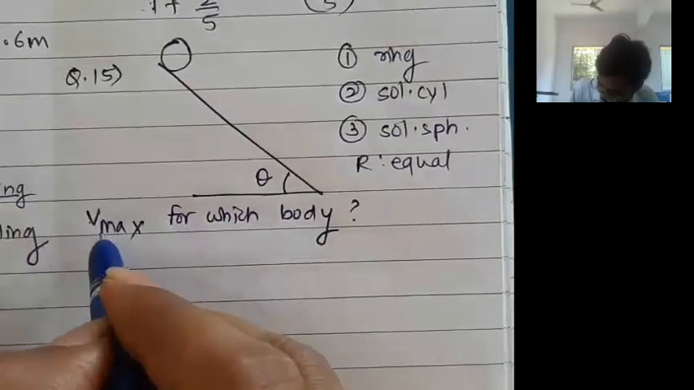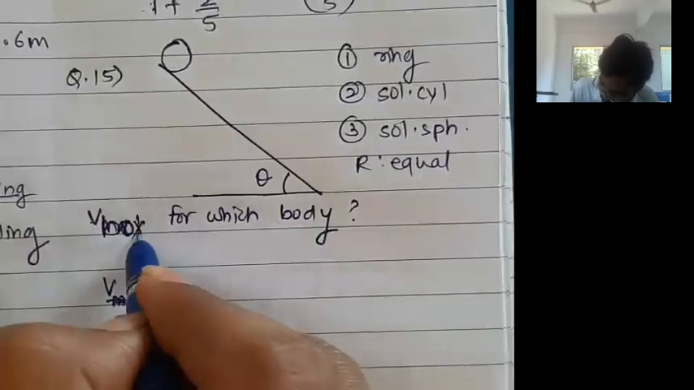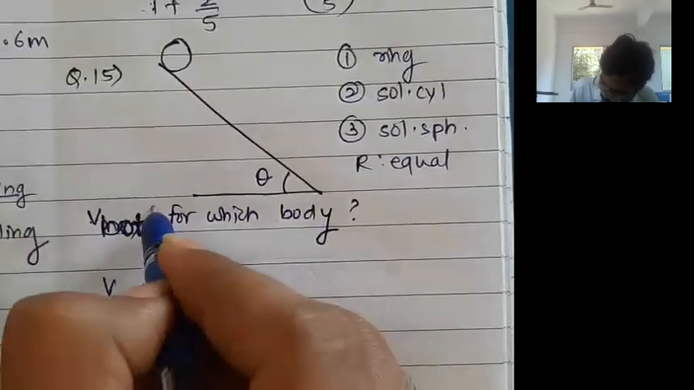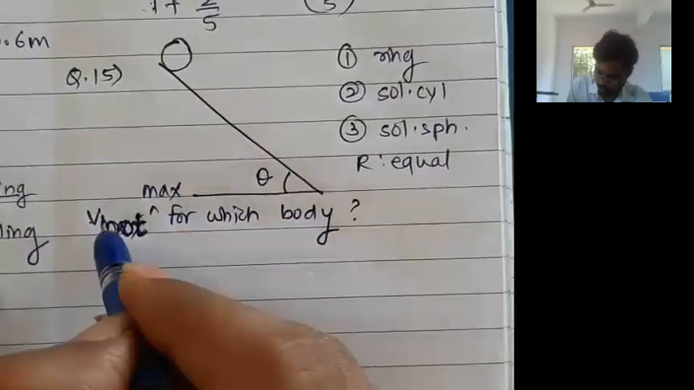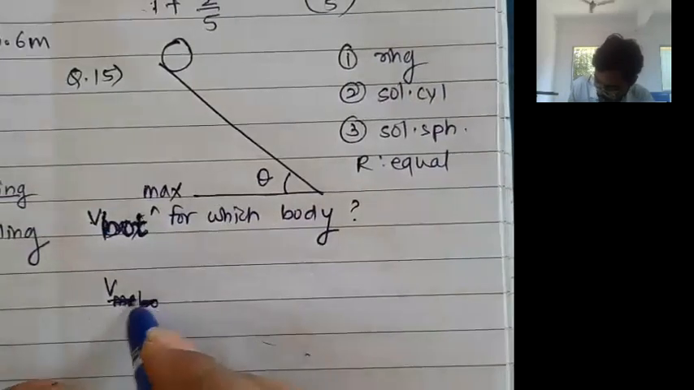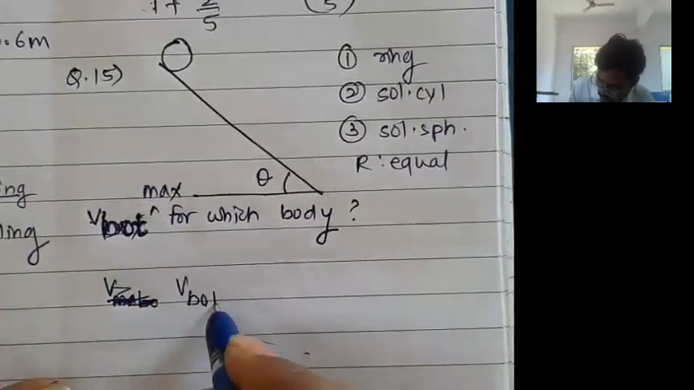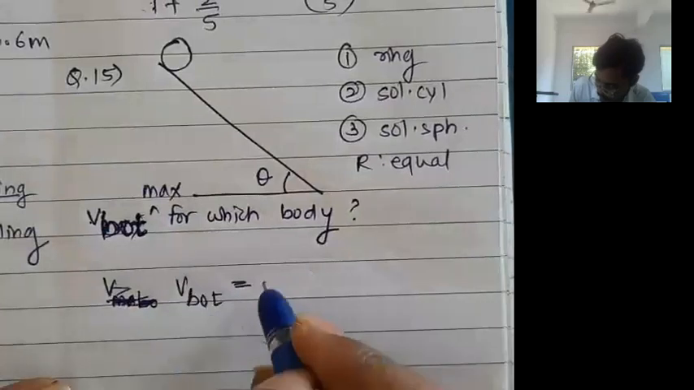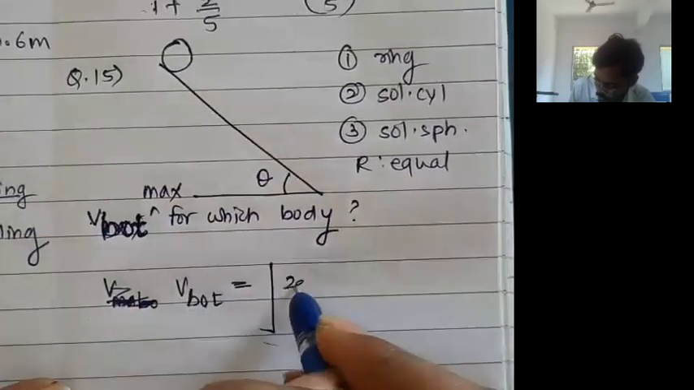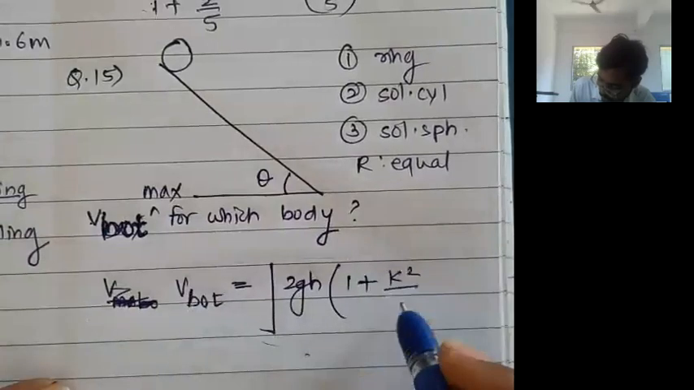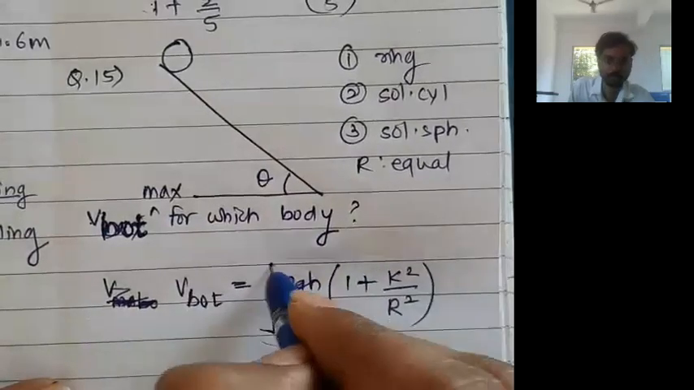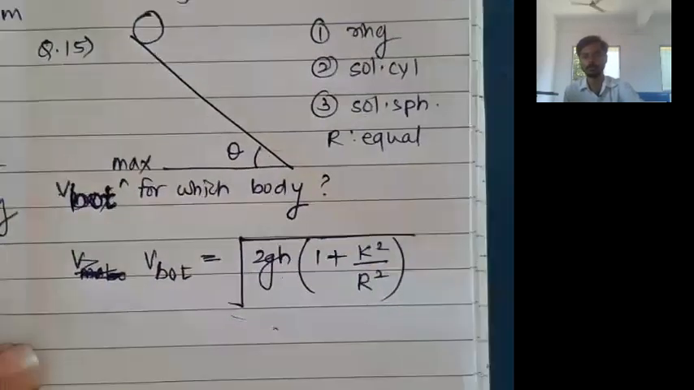Velocity at bottom will be maximum for which body? असा क्वेश्चन पाहिजे. So आपण काय करायचं? Velocity at bottom चा फॉर्म्युला लिहायचा. What is the formula for velocity at bottom? Sir, under root 2gh into bracket 1 plus k square upon r square.